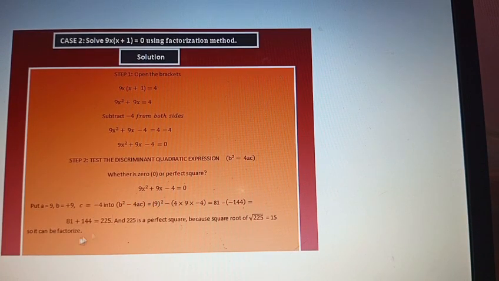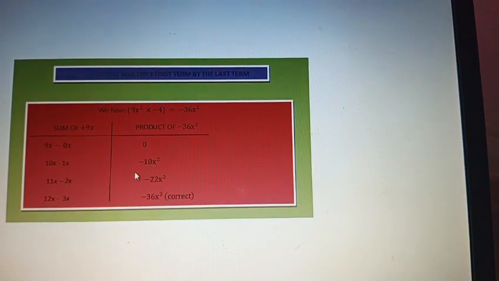9 squared is 81. And 4 times 9 gives us 36, and 36 times minus 4 gives us minus 144. At this point, minus times minus gives us plus, and 81 plus 144 gives us 225. And 225 is a perfect square because the square root of 225 is equal to 15. So it can be factorized since it's a perfect square. Then we'll move to step 3.